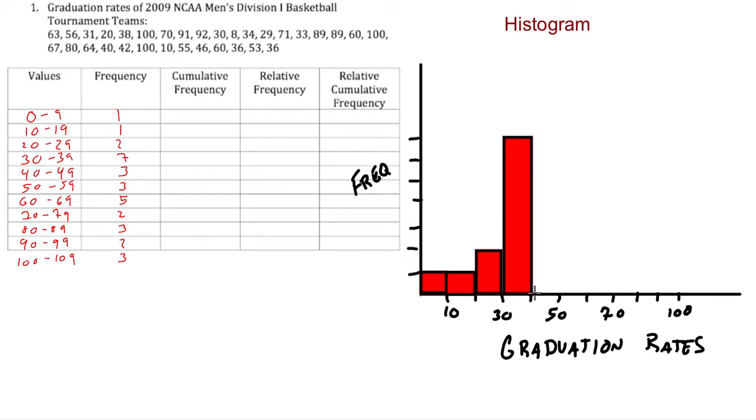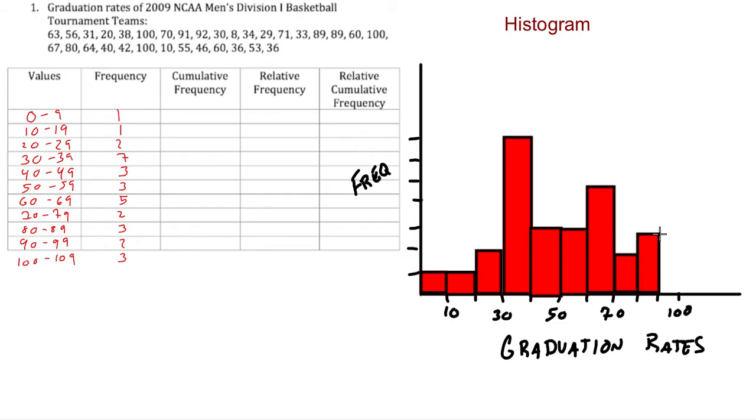The next interval is for 3, so that's 1, 2, 3. For anything in the 50s, again, is going to be 3. Anything in the 60s is going to be 5, so if that's 3, that's 4, that's 5. In the 70s, we're back down to 2. In the 80s, we have 3. And in the 90s, we have 2. And I actually should have had another value here for the 100s, and that's going to be 3. So I can actually amend my x-axis there and say that's 110.